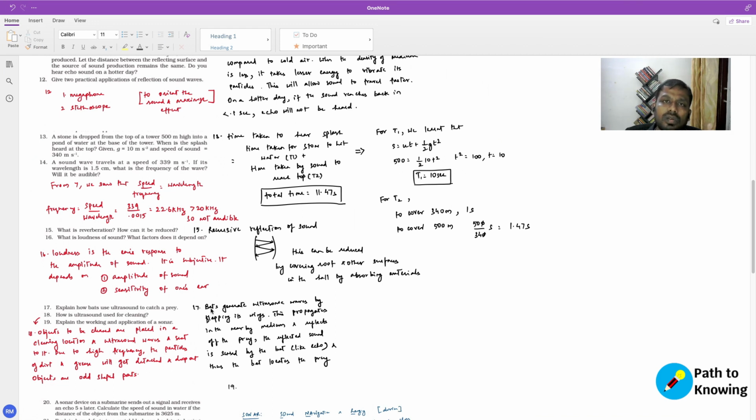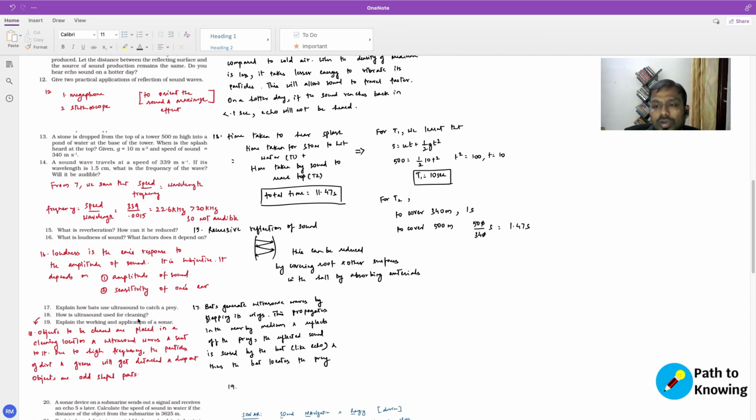Question 17. Explain how bats use ultrasound to catch prey. Just like the technology behind sonar, wherein there is a transmitter of the sound and a detector of the sound, and based on the time it takes between transmitting a sound wave and receiving it, the sonar finds how deep the ocean is. Just like that, the bats also emit ultrasound waves, and based on the reflection from the insect or the object, they can detect how far the insect is, and that is how bats are able to find out where exactly their prey or target is. So it is based on the reflection of its ultrasound waves.